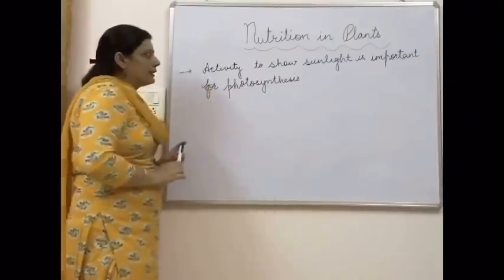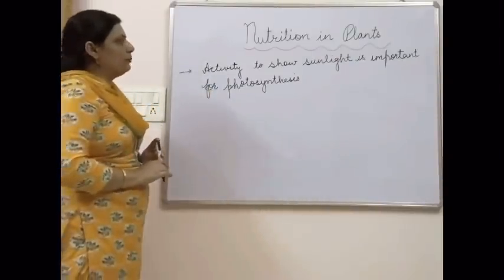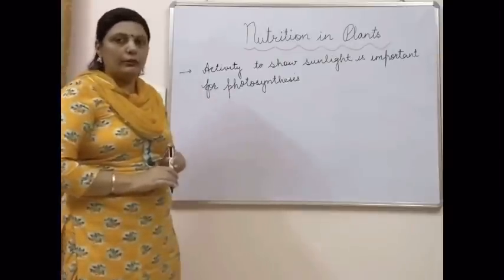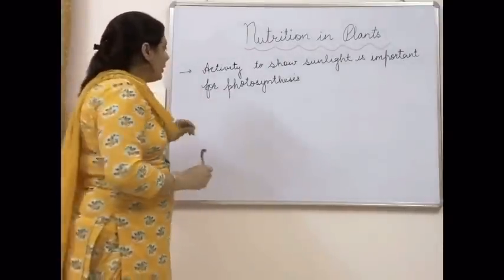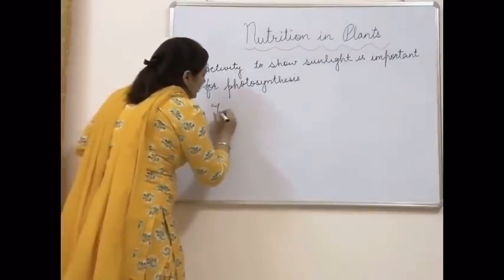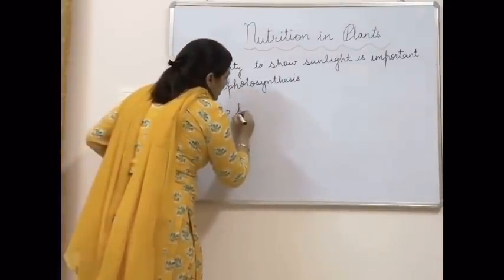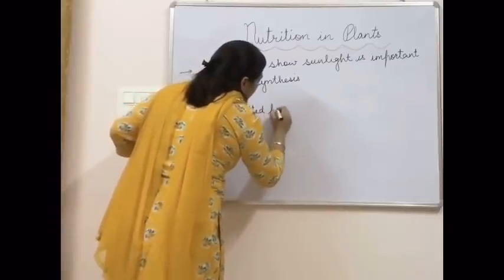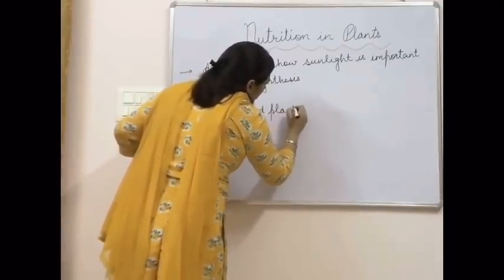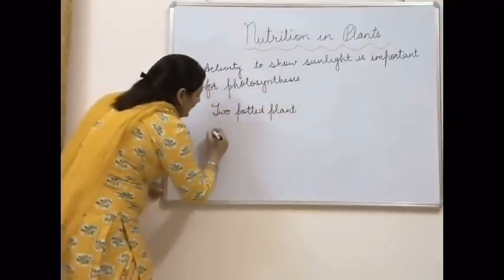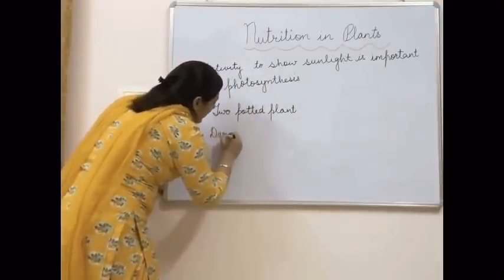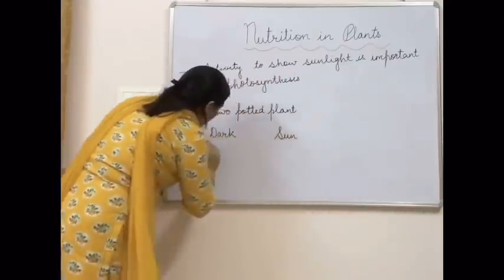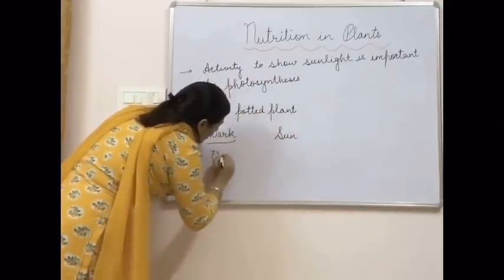Now here we understand one activity which will help you to show sunlight is important for photosynthesis. Now how can you perform this activity? You have to take two potted plants. If you take approximately the same plants, it is far better, and they should be of the same size also. Take two potted plants, place one in the dark and the other in the sun for 72 hours.